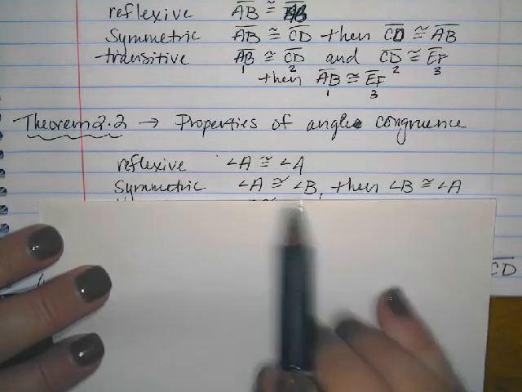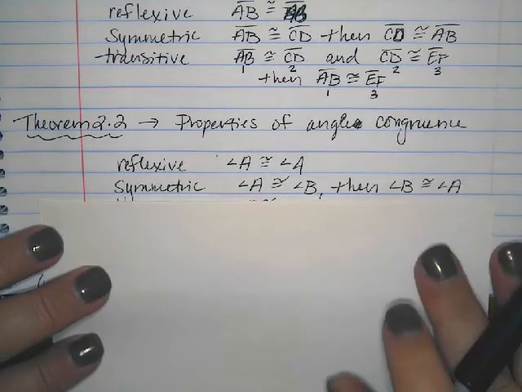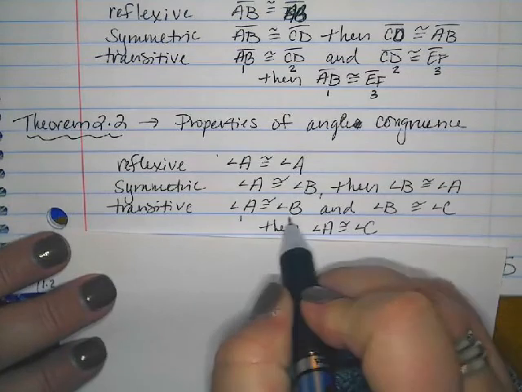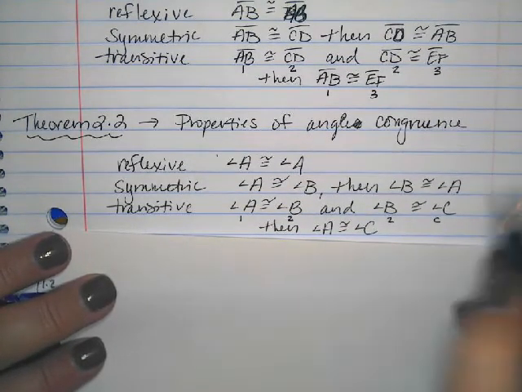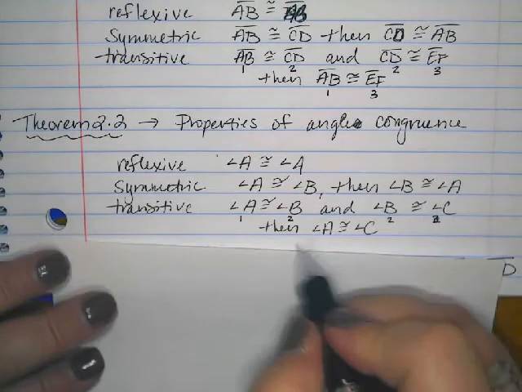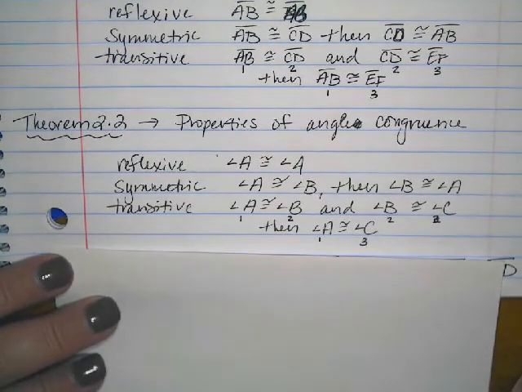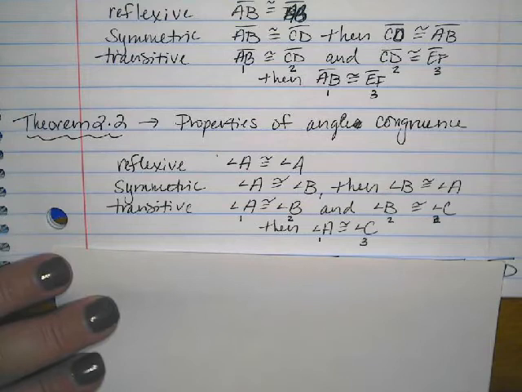So if angle A is the same as angle B, then angle B is the same as angle A. And again, the transitive: if A is congruent to B and B is congruent to C, then A and C have to also be the same, that transitive property. Again, this section is just all talking about angles, and that section was talking about segments.